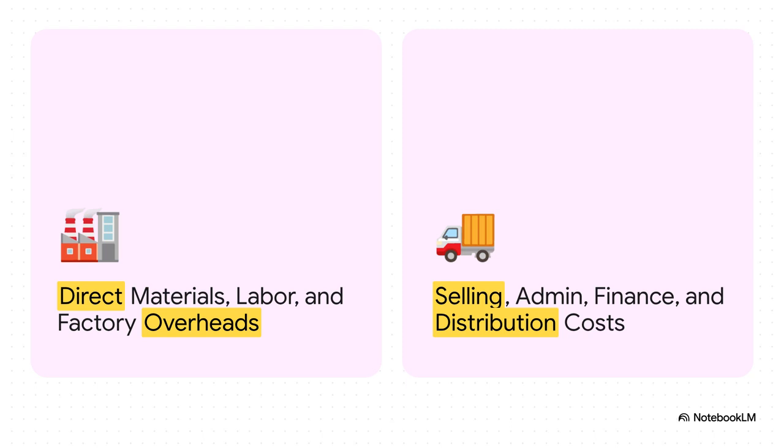But outside of those doors, we have non-production costs. These are the things happening away from the factory floor, like a salesman's salary, the electricity for the admin office, or the distribution trucks. Drawing this clear line is step 1 in bringing some order to financial chaos.